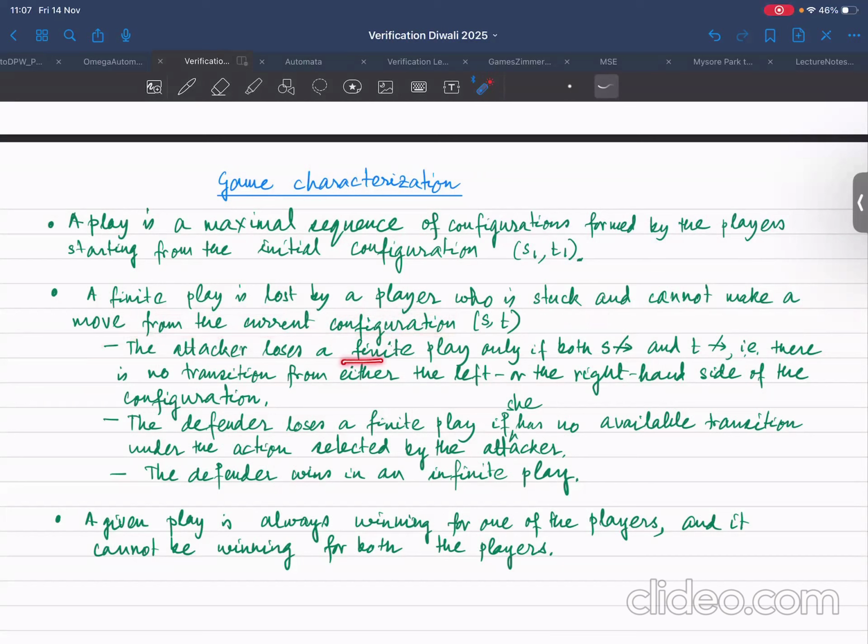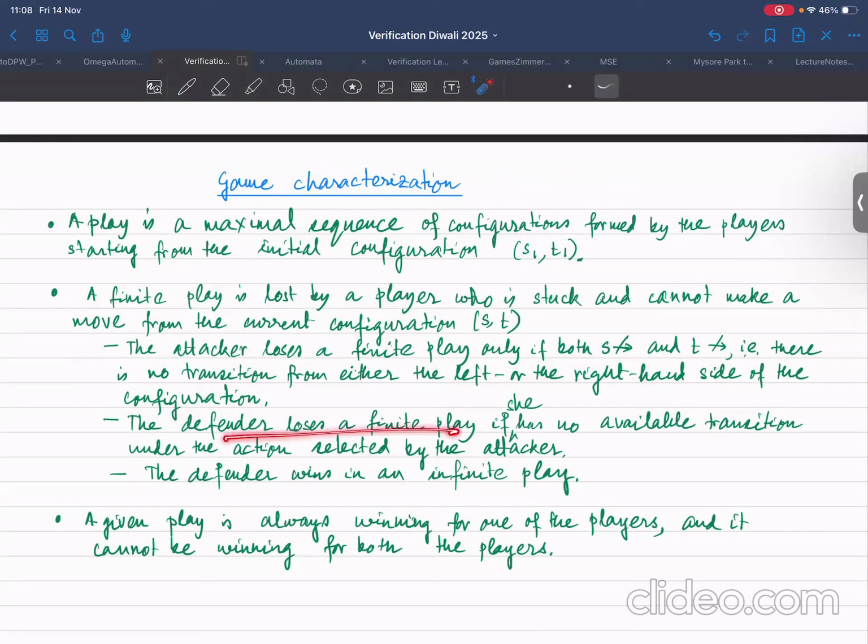The attacker loses a finite play only if both S prime and T prime, from which you don't have any action. There is no transition from either the left or the right hand side. But we can relax such a condition. We can always say that our Kripke structure is such that for every state there is some successor. So this condition in that case will never occur.